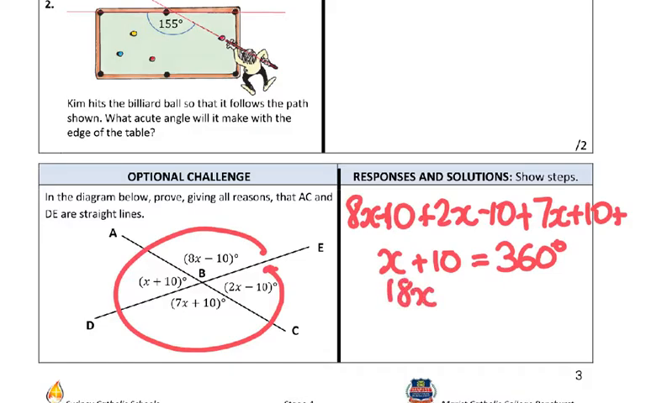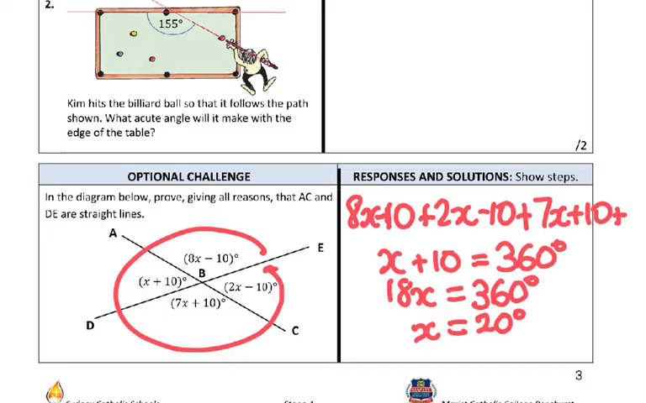When you do that, altogether there are 18 x's, and when you add, you've got minus 10 plus 10 plus 10, that ends up being 0. So I've got 18x equals 360. So here, to find the value of x, I just do 360 divided by 18, and I get 20 degrees.